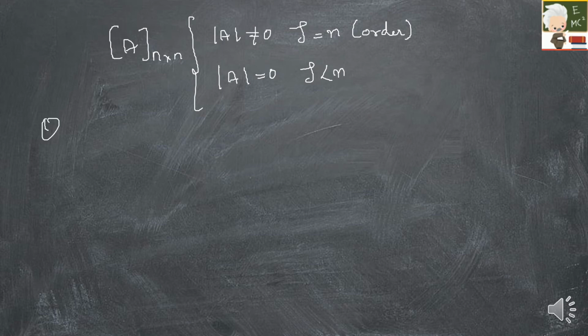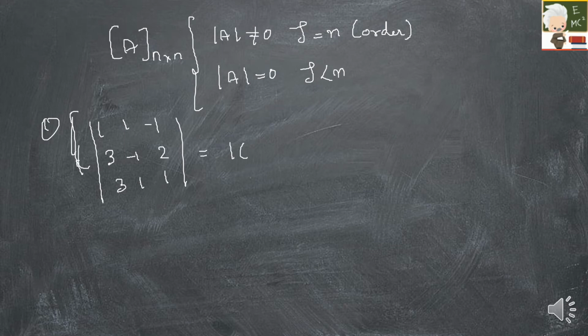First I will take the determinant of 1, 1, minus 1, then 3, minus 1, 2, 3, 1, 1. If I have to find the determinant, it will be 1 into minus 1 minus 2, which will be minus 3. Again minus 1 into 3 minus 6, which will be minus 3. And then plus of minus 1 into 3 minus of 3, which will be minus 6. So at last you have minus 6.